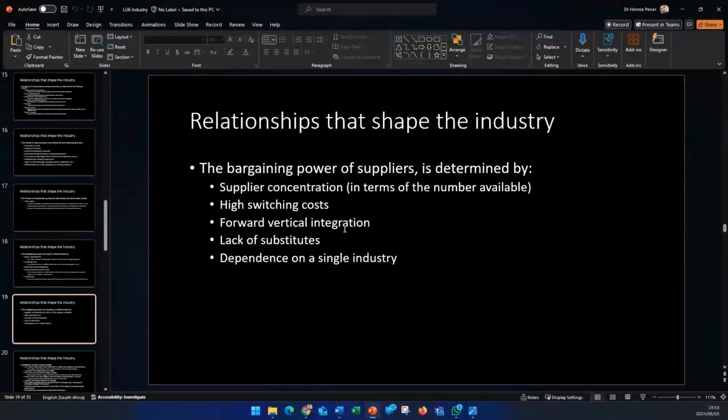Forward vertical integration, I think you guys know what that is. It's where the supplier comes into competition and opens, for example, its own website, or opens a factory shop or something like that. You can also see lack of substitutes, and depending on a single industry.